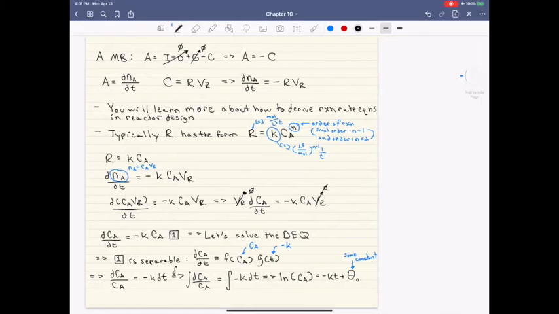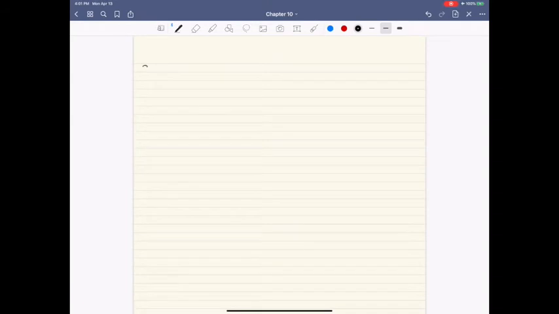So I'm going to go to the next page here and just isolate Ca on the left-hand side. In order to do that, what we need to do is multiply both sides, or take the exponential of both sides. So what we end up with is Ca on the left-hand side, and for the right-hand side, we have the exponential of negative kt plus that constant. Based on our exponential rules, we could rewrite the equation like this.